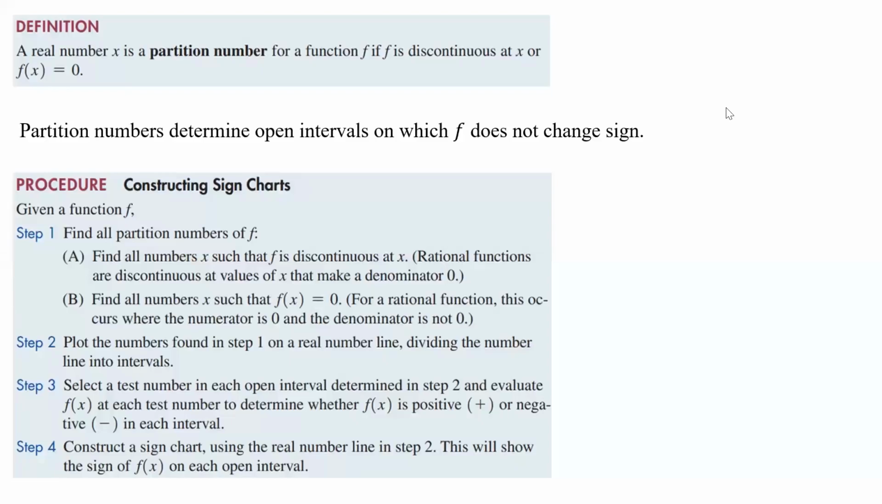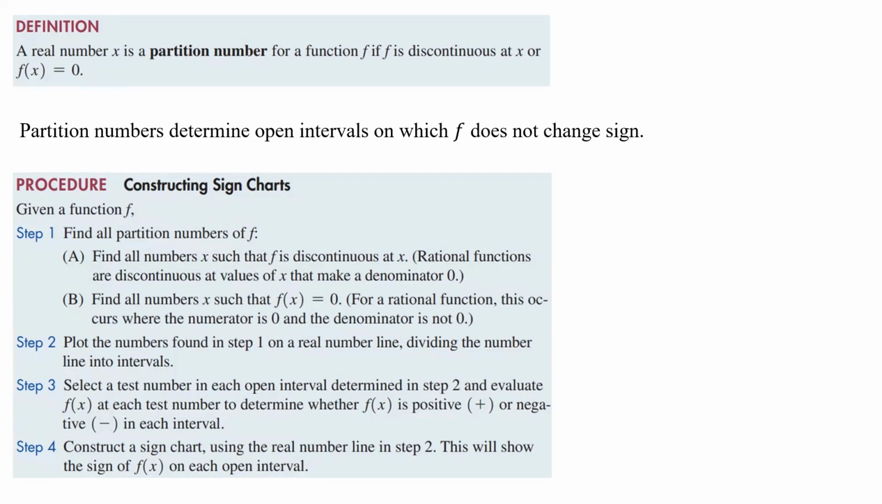All right, so a real number x is a partition number for a function f if f is discontinuous at x or f of x is equal to 0. And partition numbers determine open intervals on which f does not change sign. So constructing a sign chart, what we did on the previous problem that we looked at, we're going to do on a more complicated scale. We're going to use more application type problems.